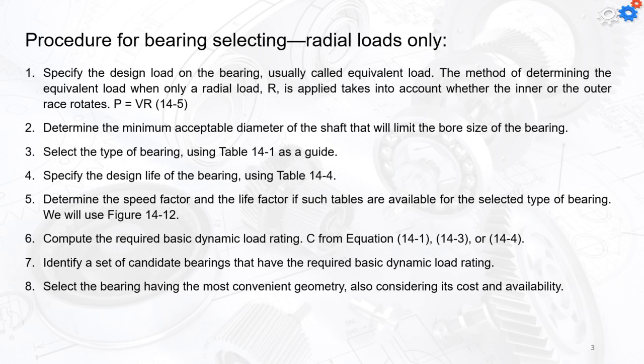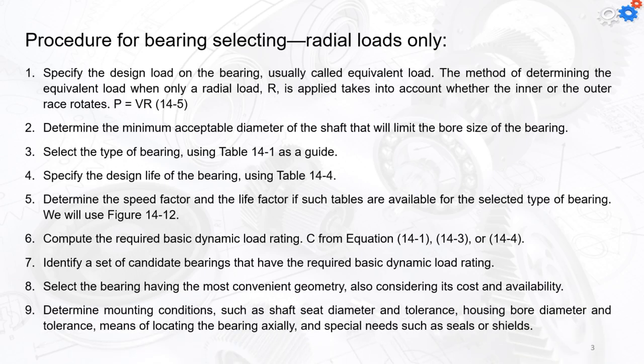Step number 7 is identify the set of candidate bearings that have the required basic dynamic load rating and the diameter, of course. Number 8 is select the bearing having the most convenient geometry, also considering the cost and availability. Step number 9 is determine the mounting conditions such as the shaft seat diameter and tolerances, the housing bore diameter and tolerances, and the means of locating the bearing axially, and special needs such as the seals or the shields.